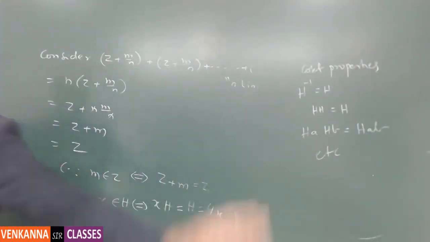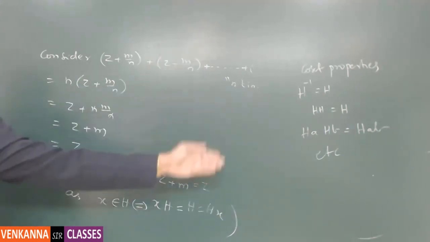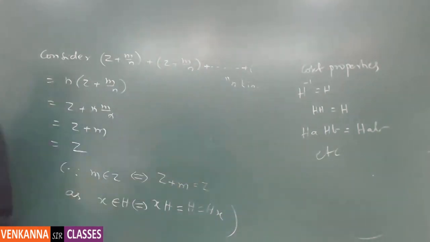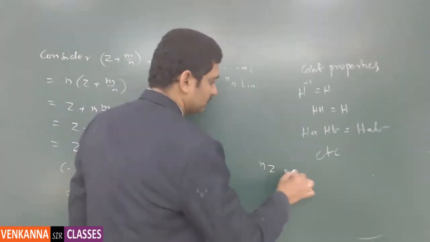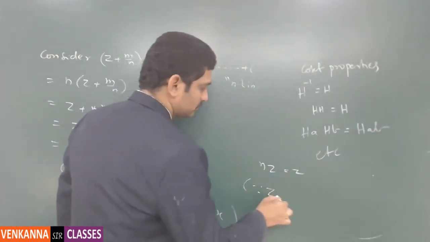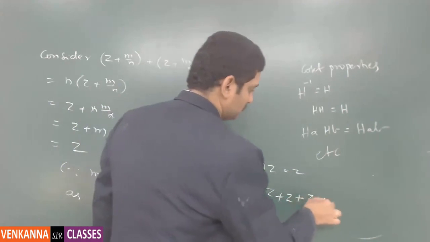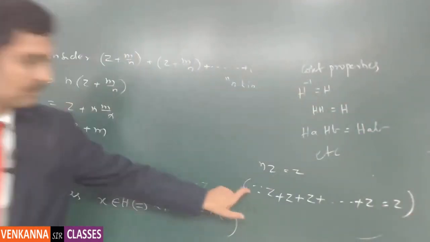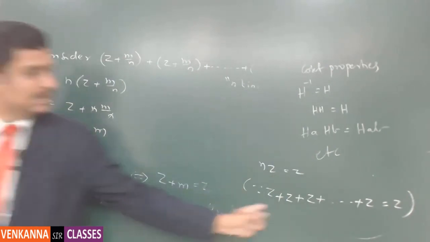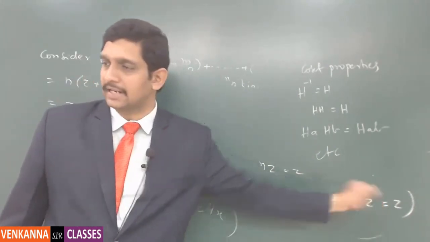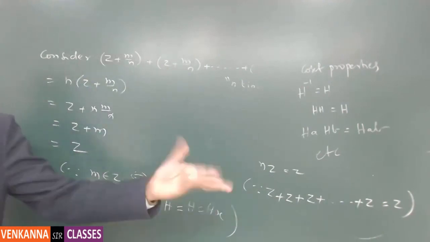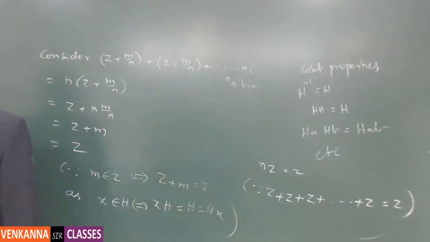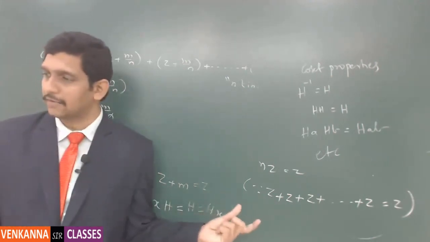All these are nothing but coset properties. So nz is nothing but adding Z n times, that is nothing but Z. You are not getting any different values. Clear? Is it clear now?